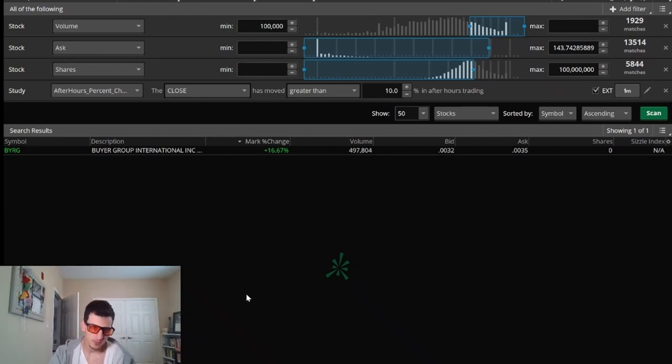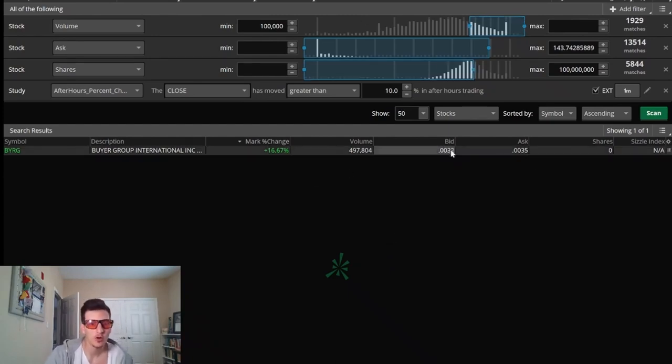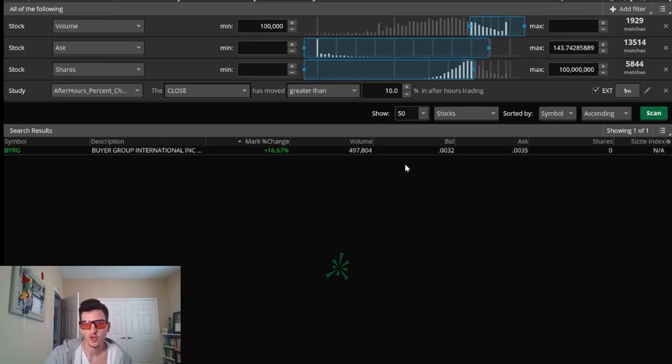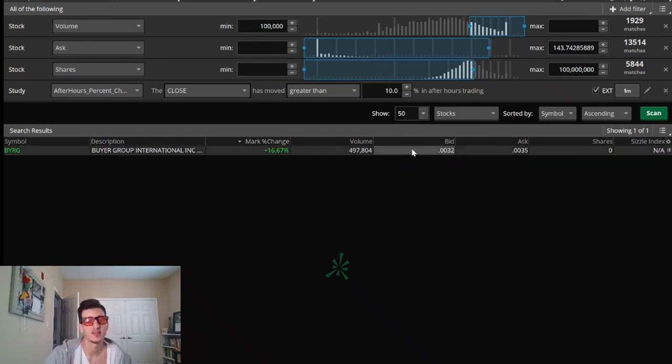What we have up on the screen is our Thinkorswim scanner, which is what I use and a lot of profitable traders use. It's a very, very nice scanner. It's completely free with Thinkorswim. I can show you how I set this up. I do have more videos on my YouTube channel about how to set up my scanner, which are a lot more in-depth than what I'm going to go over here.